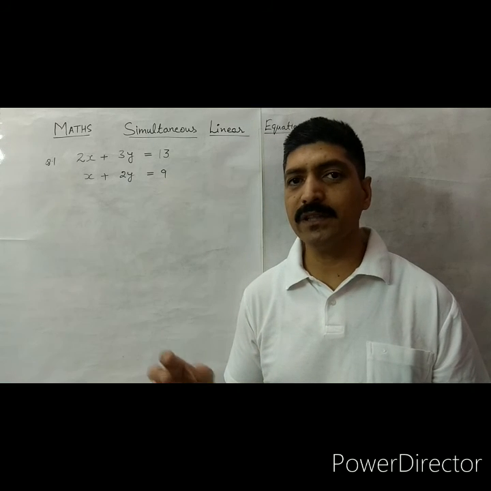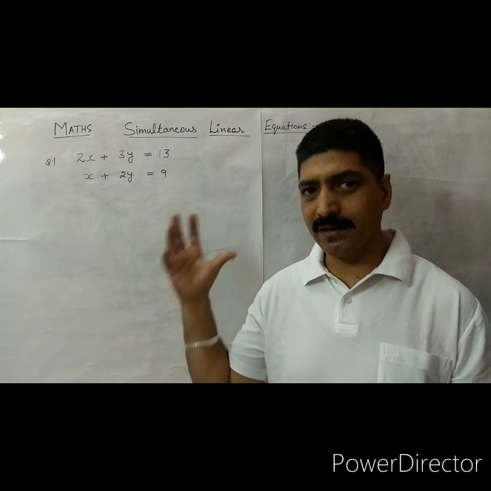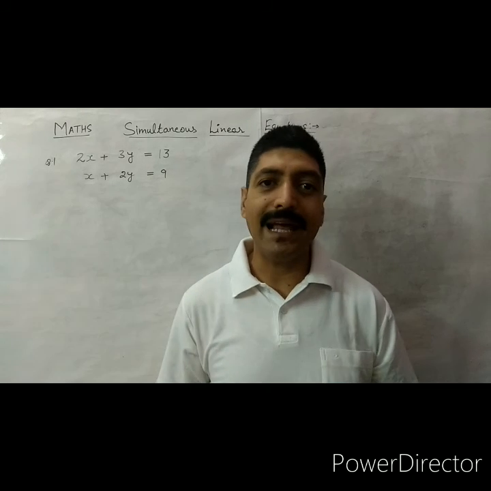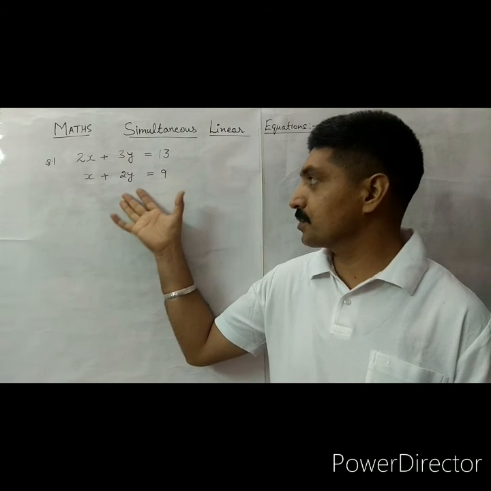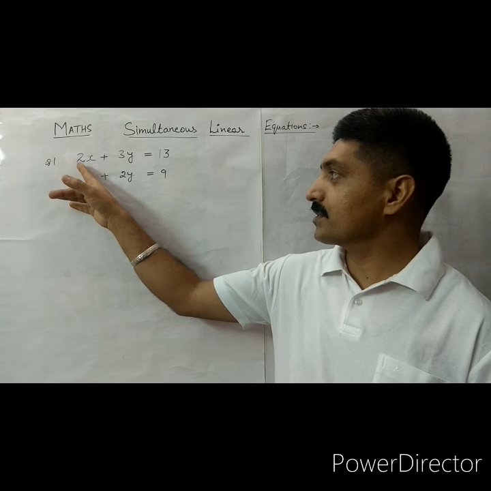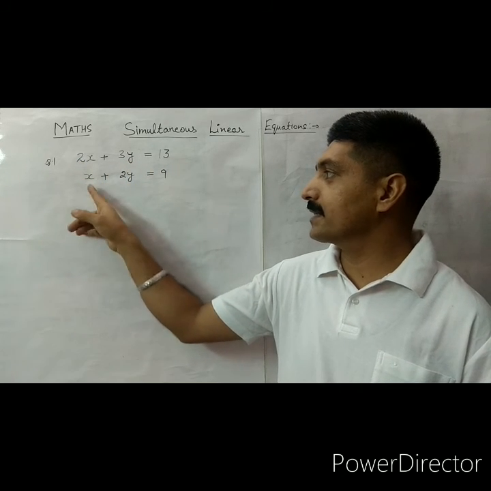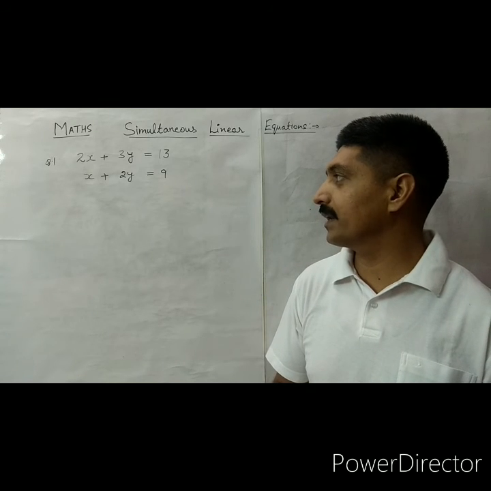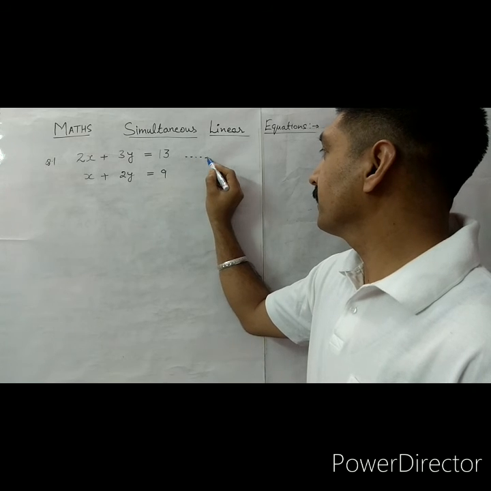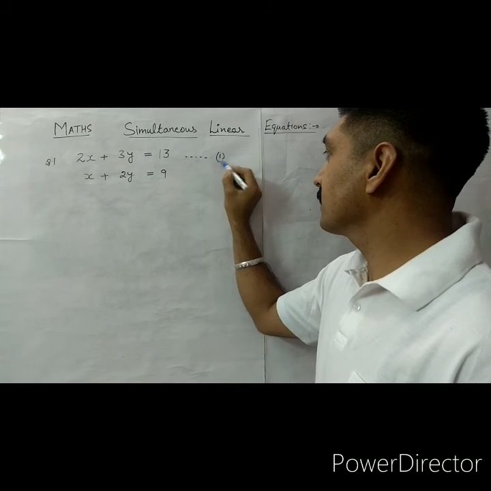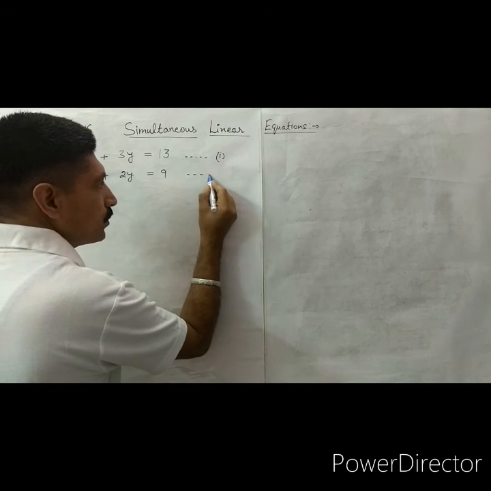Generally, we go with the substitution and elimination methods. And here in our class, we prefer the elimination method because it is an easy one. So let's discuss first the substitution method. The first equation is 2x plus 3y is equal to 13, and the second equation is x plus 2y is equal to 9. This is equation number 1, and this is equation number 2.